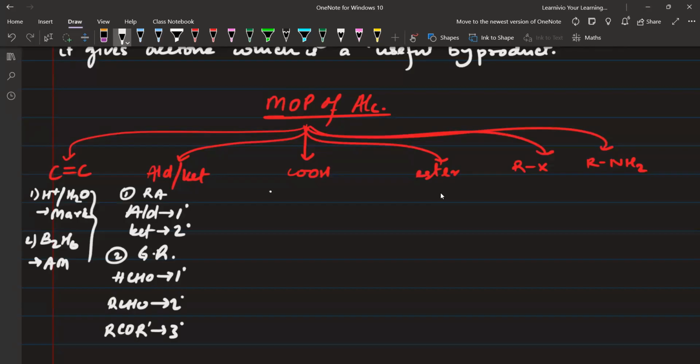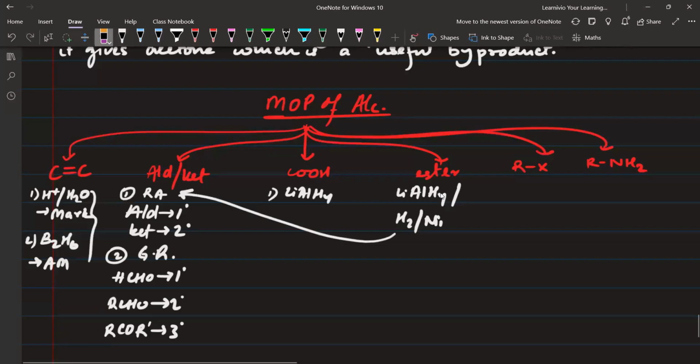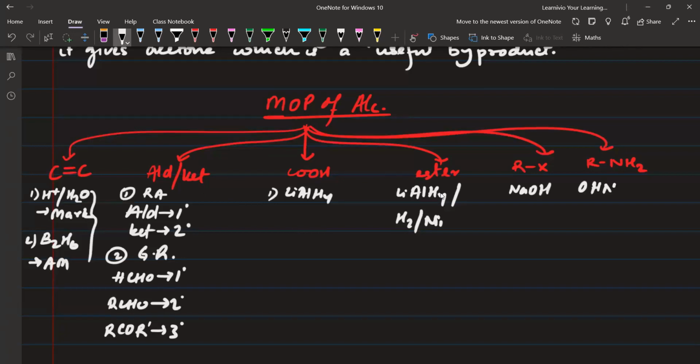In carboxylic acid, you have to remember that only lithium aluminium hydride can reduce carboxylic acid to alcohol. In esters, we can use lithium aluminium hydride, or we can also use H2 in the presence of nickel, platinum, and palladium. All of these reducing agents are the same ones that we have studied in the aldehyde and ketones part. उसी का बस यहाँ पे specifications है बस. Now, RX is basically you have to use NaOH or KOH, and here you have to use ONO, OHNO, या फिर ONO भी कर सकते हैं आप, right?